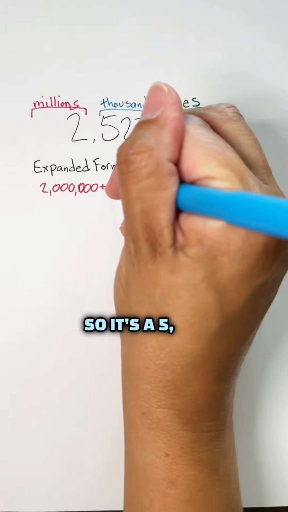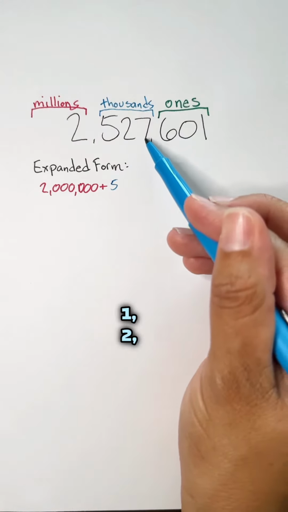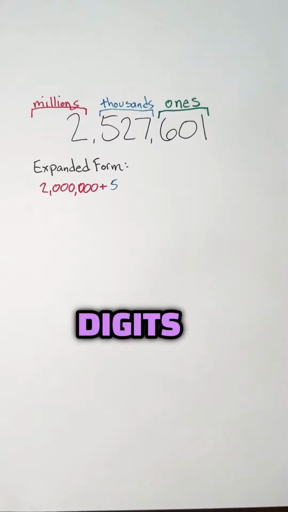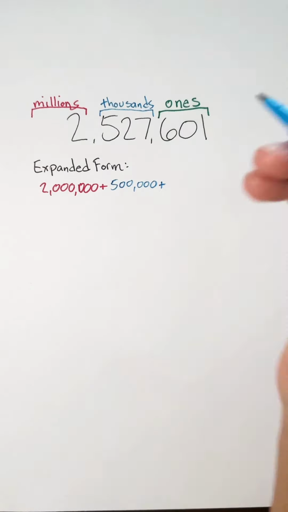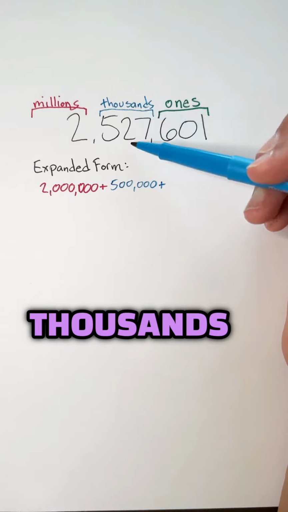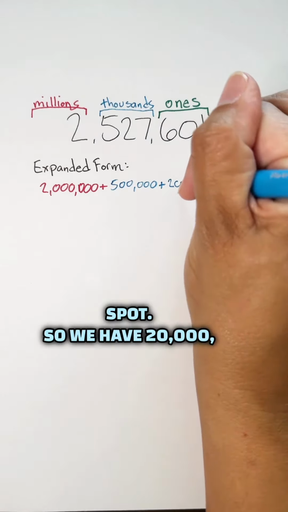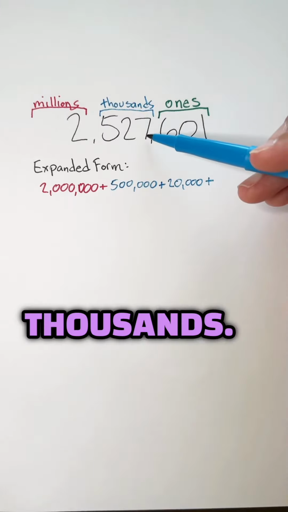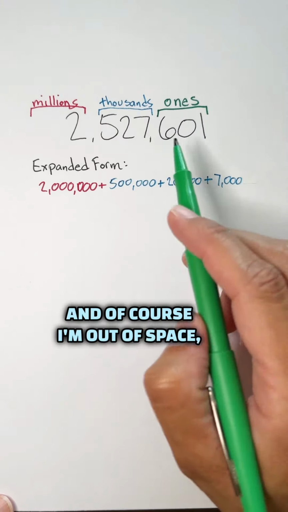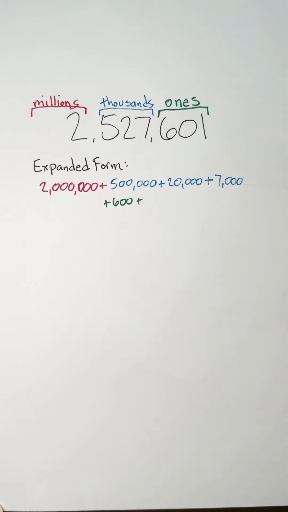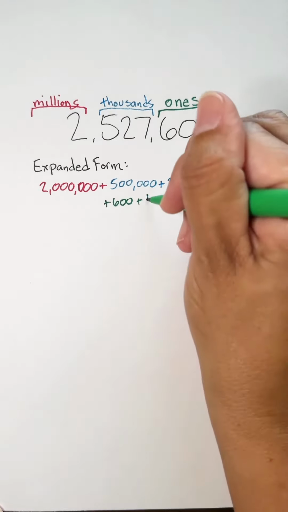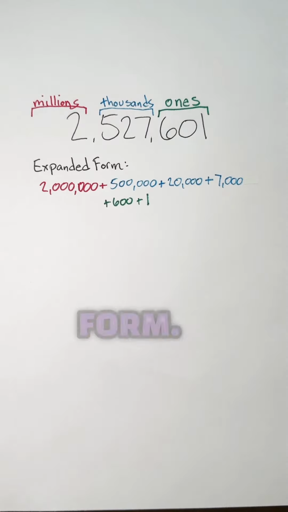So it's a 5, and you can see there's 1, 2, 3, 4, 5 digits after that. So we replace them with 5 zeros. This is in the 10,000s spot, so we have 20,000. And then in the thousands, and of course I'm out of space, so I'll write below our ones period, that's 600. Now because there's a 0 in our tens place, we don't need to record that 0, so we'll skip over to the final 1, and that's our number in expanded form.